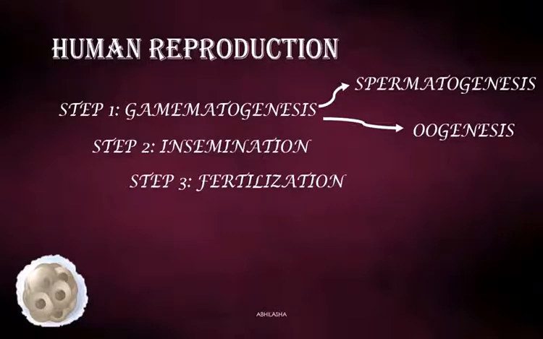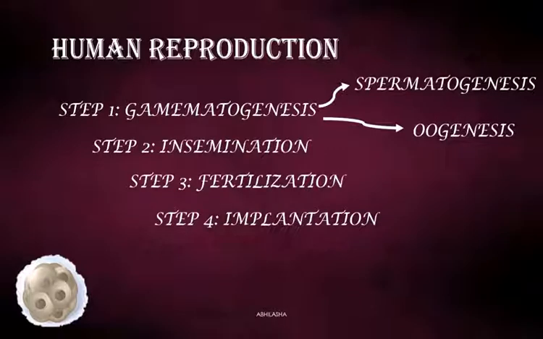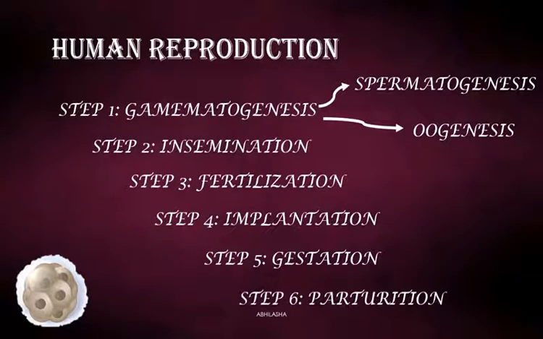The zygote starts to divide and forms a ball-like structure known as blastocyst. This blastocyst gets anchored or fixed in the female uterus where it develops. This process of fixing of blastocyst in the uterus forms the next step, known as implantation. And finally, the development of embryo, or gestation, occurs. In humans, the gestation period is 280 days. This is followed by parturition, or delivery of the child.